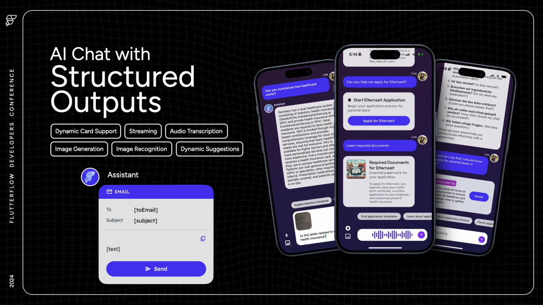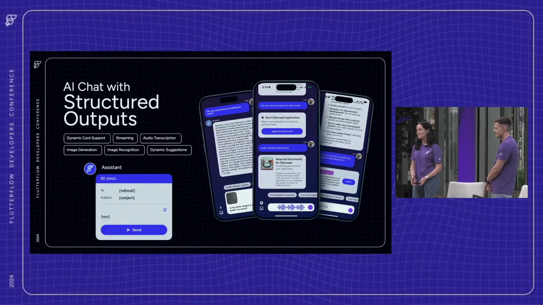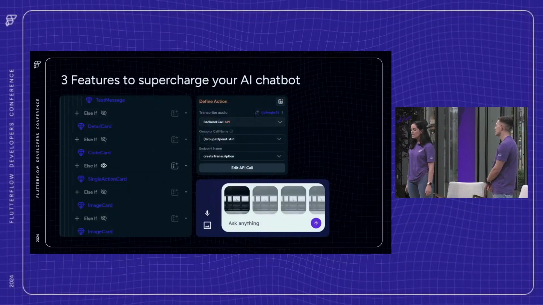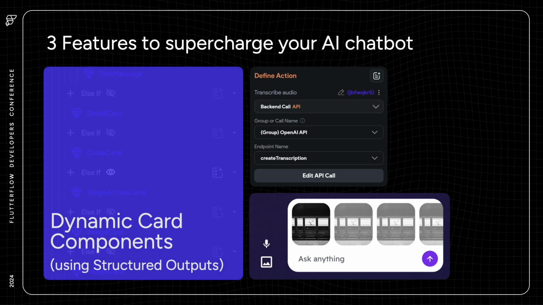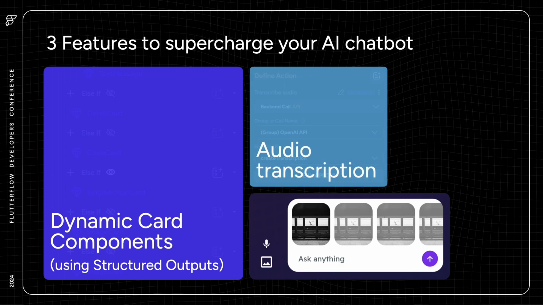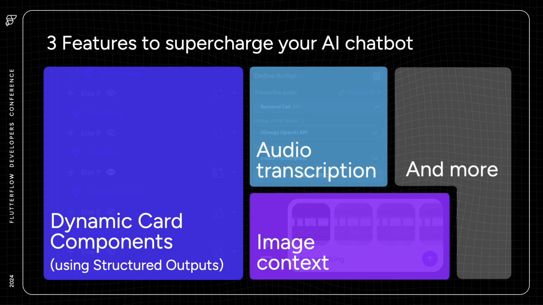So I know we just bashed chatbots, and don't worry, we have other examples. But they may just be the easiest way to get started with AI today. And by adding these three simple features, dynamic card components, audio transcription, and image context, you can make your chatbot way more dynamic and feature-rich.